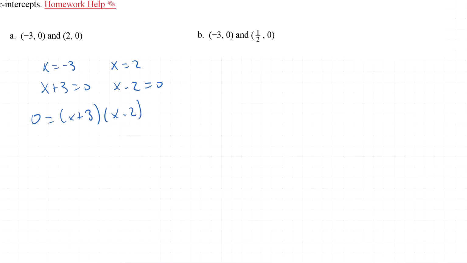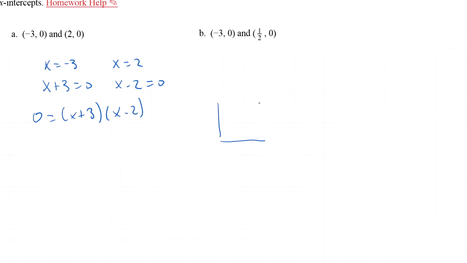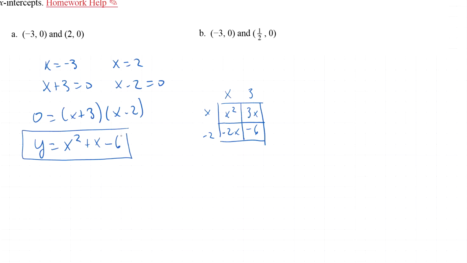Now, some of you may need help multiplying. Remember, you can use an area model. So your area model would be x and 3 and x minus 2. So x times x is x squared, 3 times x is 3x, x times -2 is minus 2x, 3 times -2 is -6. So then y equals, what do we got here? We've got x squared, -2x plus 3x is plus x minus 6. Okay, and so that is our equation in standard form with x-intercepts of (-3, 0) and (2, 0).